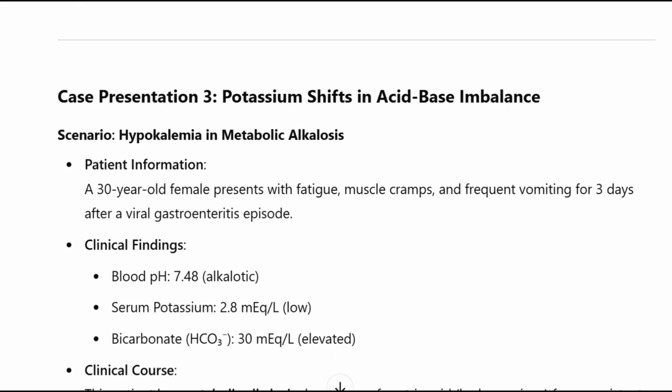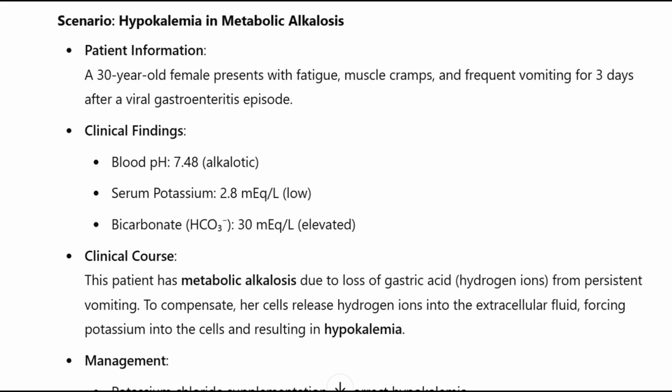Case presentation 3. Potassium shifts in acid-base imbalance. Scenario: hypokalemia and metabolic alkalosis. Patient information: a 30-year-old female presents with fatigue, muscle cramps, and frequent vomiting for 3 days after a viral gastroenteritis episode. Clinical findings: blood pH 7.48, alkalotic; serum potassium 2.8 mEq/L, low; bicarbonate HCO3 30 mEq/L, elevated.